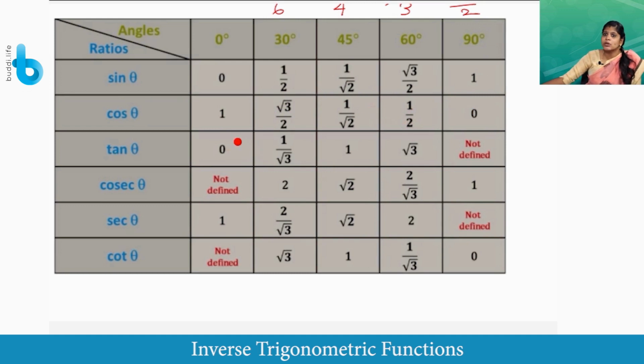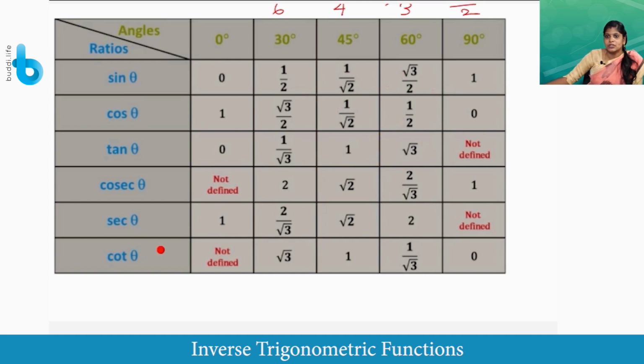Then for tan, you already know what is tan theta. Tan theta is sine theta by cos theta. Simply you divide these values. 0 by 1 is 0, 30 degree, that is 1 by 2 by root 3 by 2, 2 will get cancelled, so 1 by root 3, and again root 2 and root 2 will get cancelled, 1, and 2 and 2 will get cancelled, root 3, and 1 by 0. If you divide anything by 0, that value is not defined at all, right? So this value is not defined. So this is the trick to memorize this table.